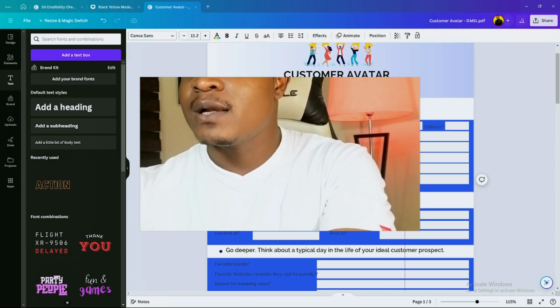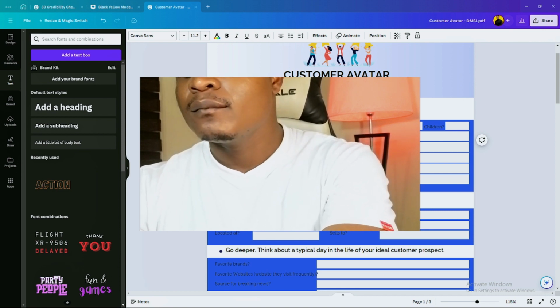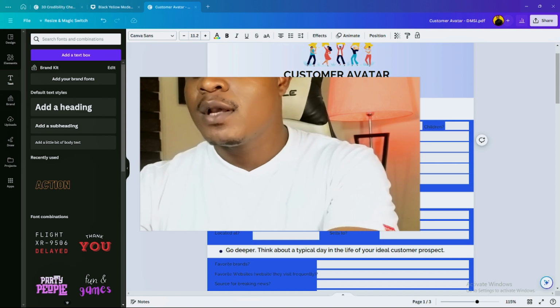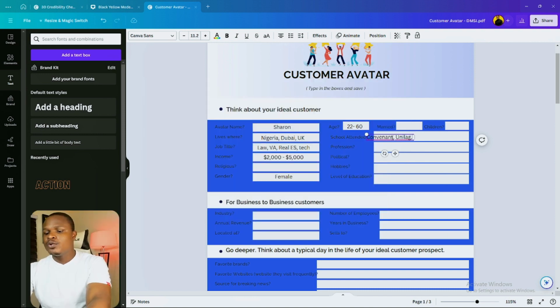Say, for instance, Nigerian universities, I would say I want to target Covenant, Unilag, Uniport. Now, what I'm saying is, for people who went through all these schools, you can add as many as you can there. It gives you direction on the people you should be looking at.